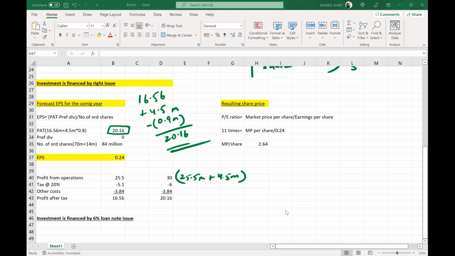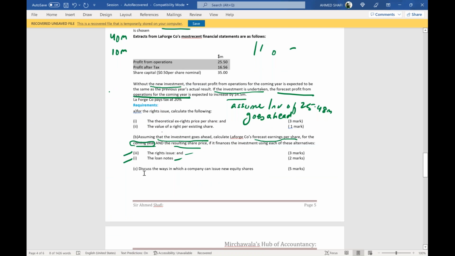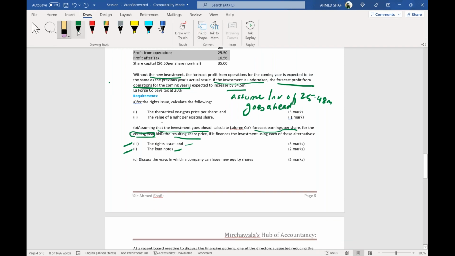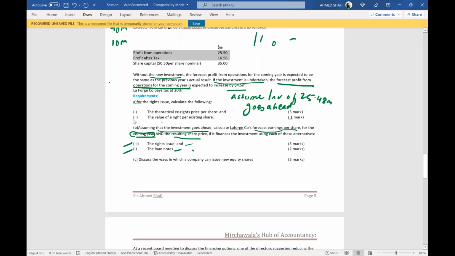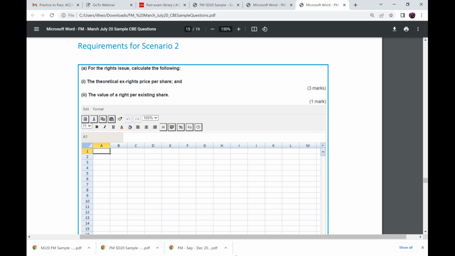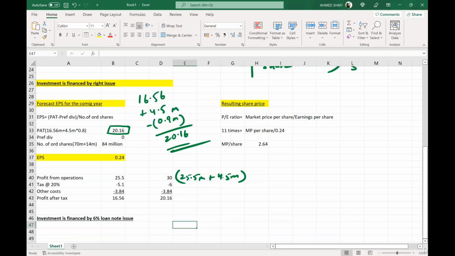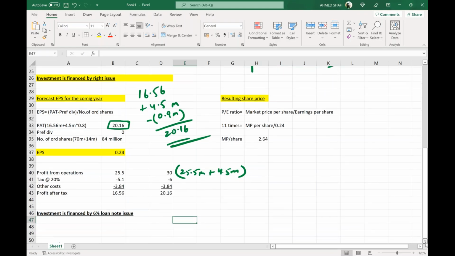Okay, now you have to assume investment goes ahead, calculate forecast EPS in the coming year and share price if it finances the investment using loan notes. So now we need to discuss this point, that we need to again calculate forecast EPS and share price if investment is financed through loan notes. Again, we will do it in an easy manner.